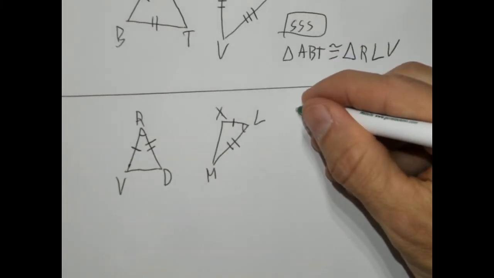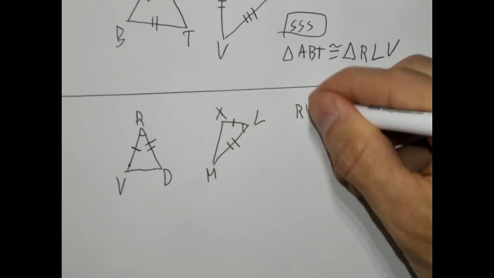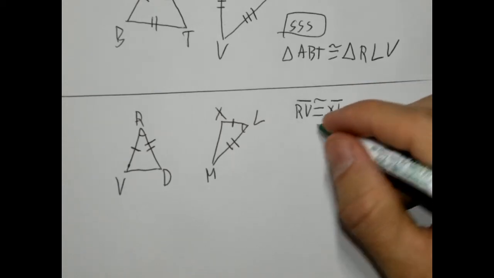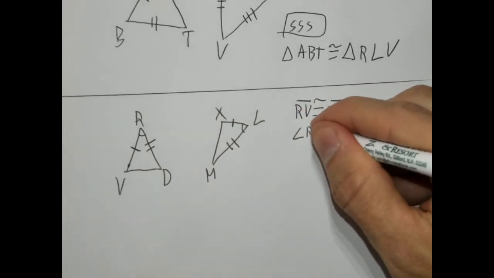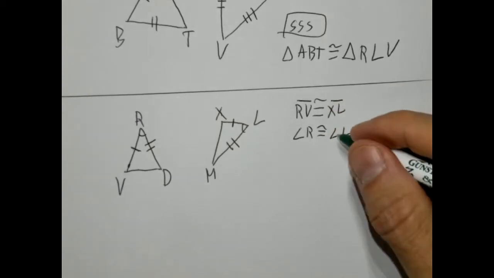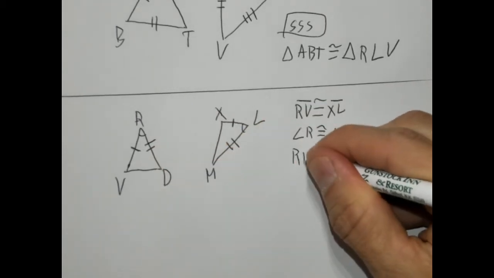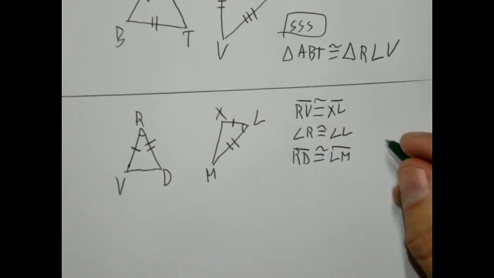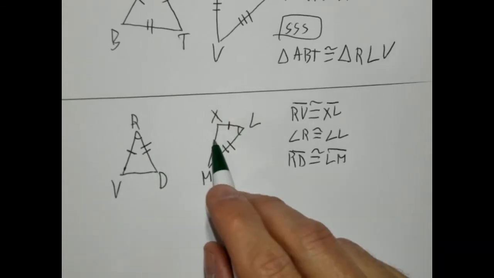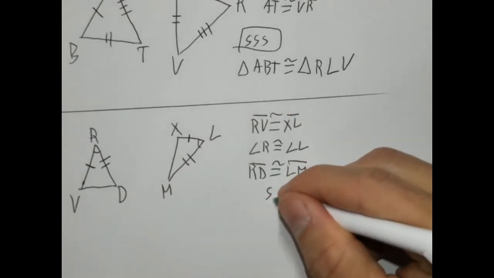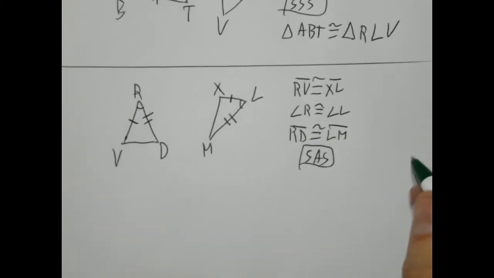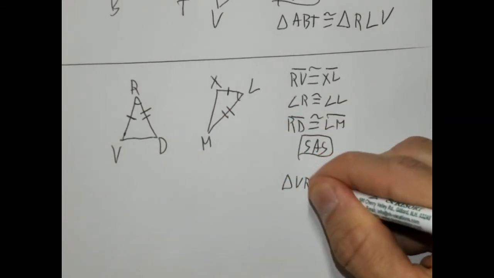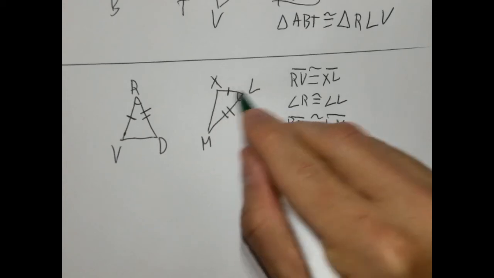So side RV, segment RV, is congruent to side XL, or segment XL. Angle R is congruent to angle L. And then side RD is congruent to side LM. So because of that, we can say these two triangles are congruent thanks to side-angle-side. And we'll go ahead and write a congruency statement. We'll go VRD, so triangle VRD is congruent to XLM.